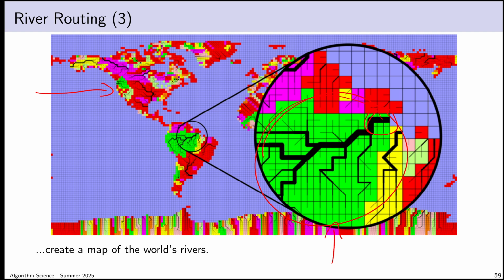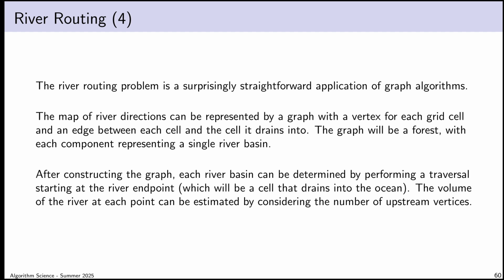And so the way that we model this is we can model the set of directions using a graph. And then once we have that, it turns out that a river basin itself functions sort of like a tree, where if we think of the mouth of the river as the root of the tree, we can then trace upstream to find all of the other tributaries to the river. And then we can use that to estimate the total volume of water that's flowing. So it's actually a strangely straightforward application of graph algorithms.